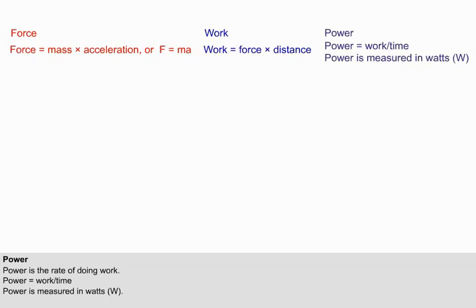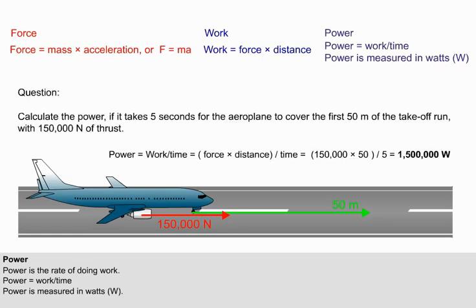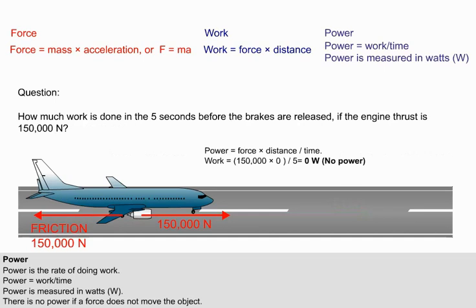Power is the rate of doing work, and is therefore expressed in an equation as power equals work divided by time. The unit of power is the watt, which is designated by the letter W. Returning to our previous example of an aeroplane on a runway with 150,000 newtons of thrust, calculate the power to cover 50 meters in 5 seconds. Power is found by dividing the work done by the time it was achieved in. Because power is the rate of doing work, if no distance is covered, there is no power.